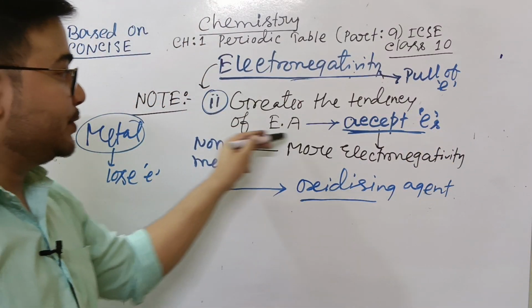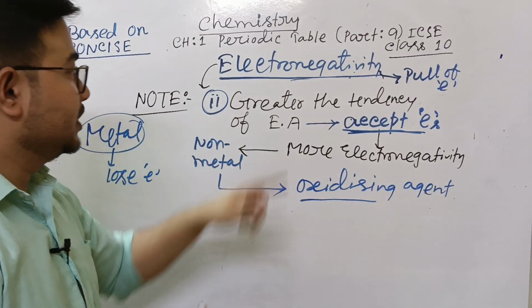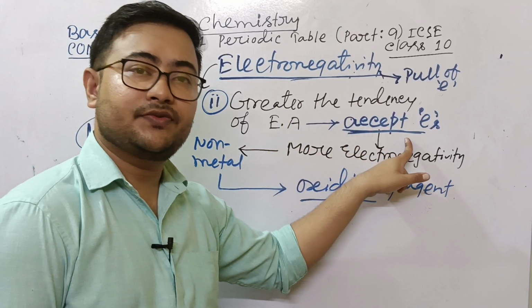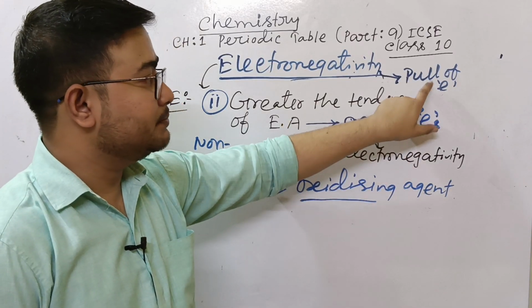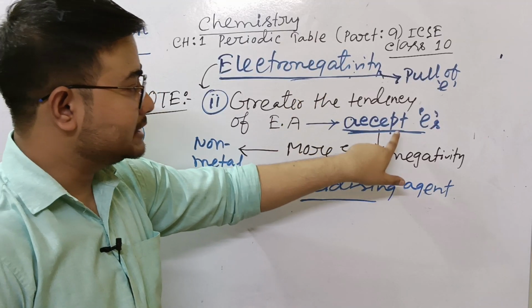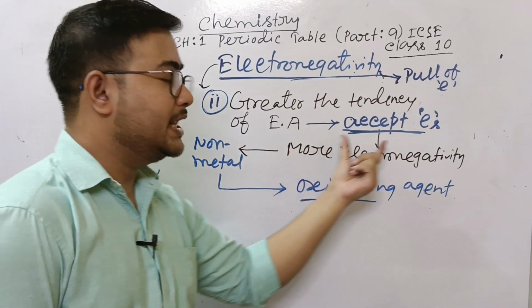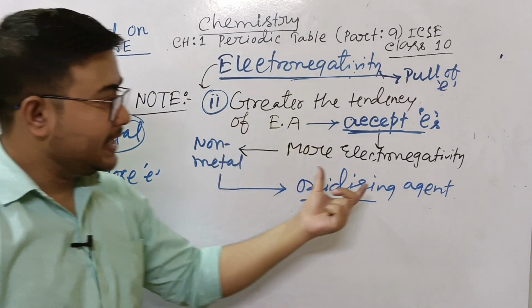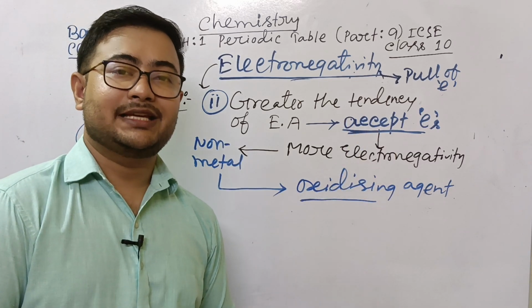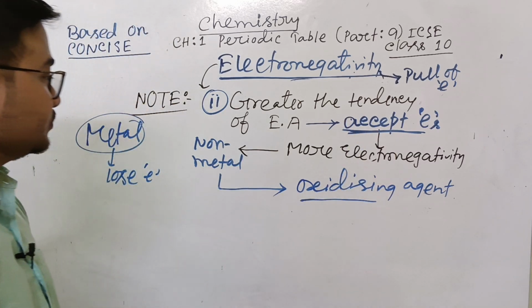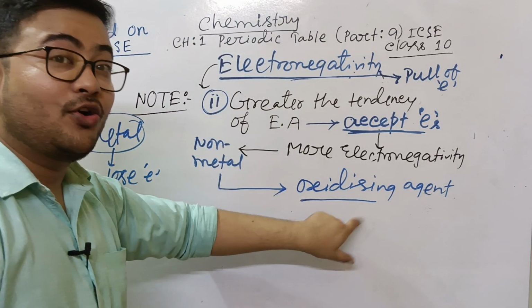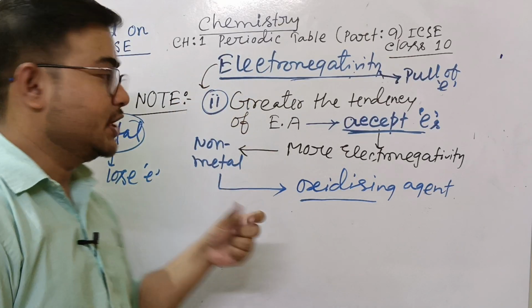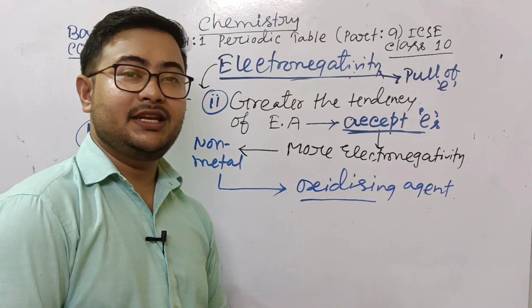See how many topics we complete using this arrow. The greater the tendency of electron affinity, that is, acceptance of electron, it means pulling the electron, so more electronegativity. Again, acceptance of electron means non-metal, and again it means oxidizing character. Do you understand? So non-metals are oxidizing in nature. See, an MCQ will form from this concept. Non-metals are oxidizing in nature.